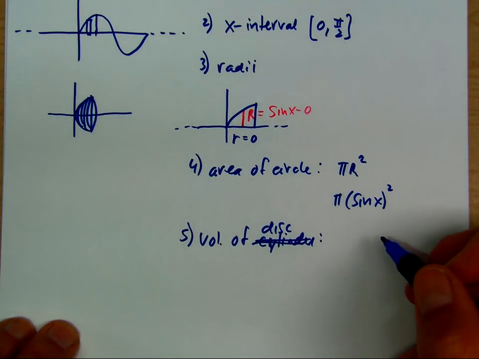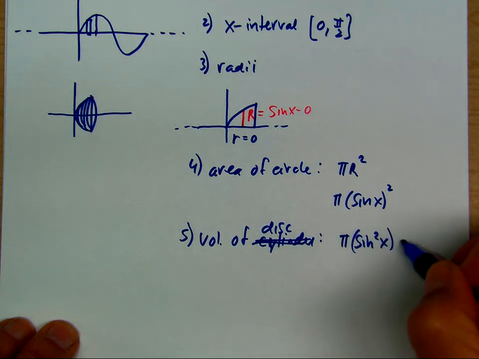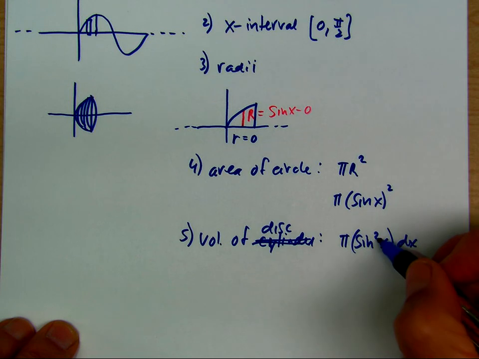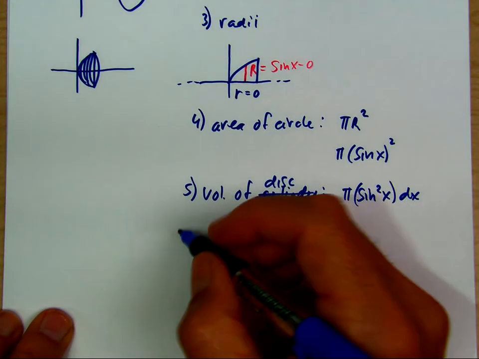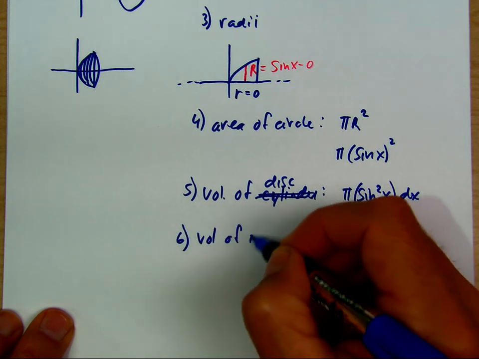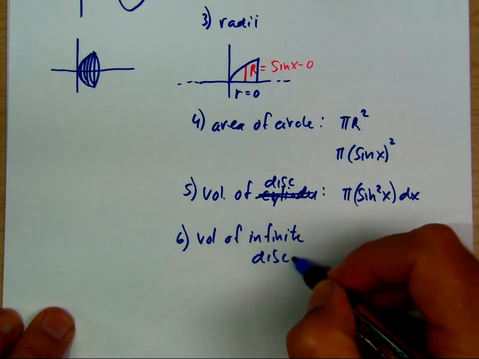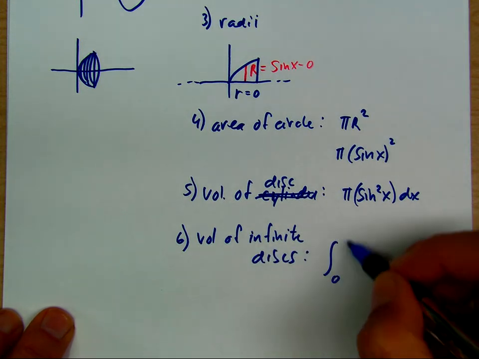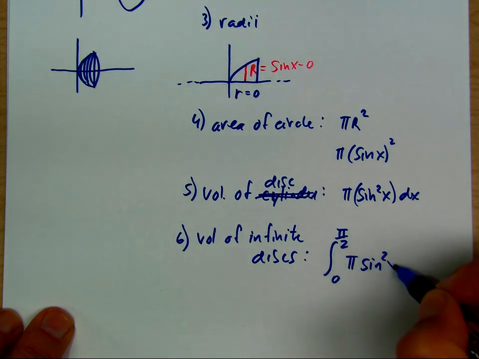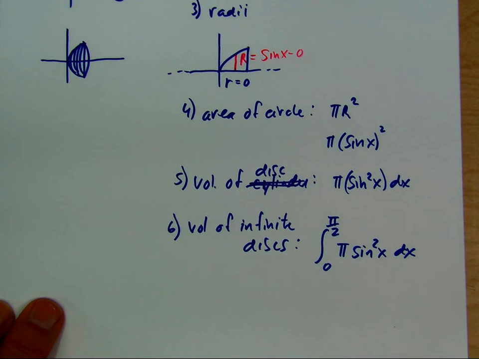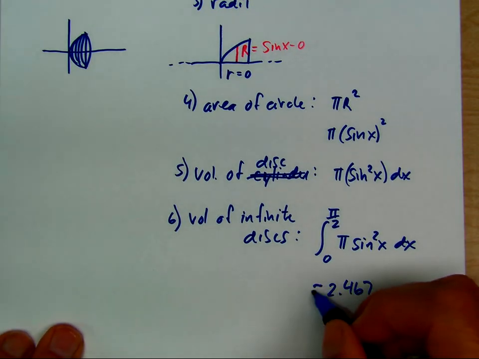The volume of a disk is just when we multiply it by dx. Remember that that 2 is the same as that 2. We can write it like this or like that. Volume of a disk, and then volume of infinite disks. Integrate from 0 to pi over 2. And using a calculator, we get that.